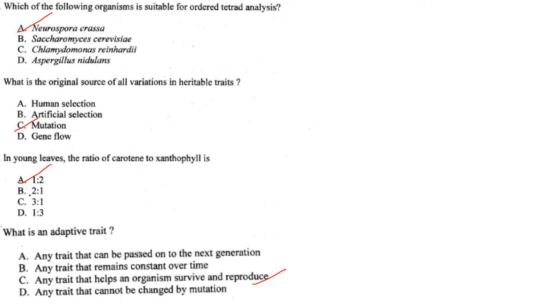Then, in young leaves, the ratio of carotene and xanthophyll is? So in young leaves, xanthophyll is more required than carotene, and the ratio is more or less 1:2. So the answer is option A, that is 1:2.